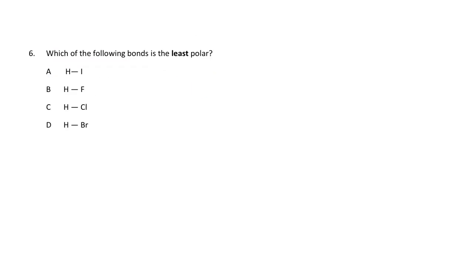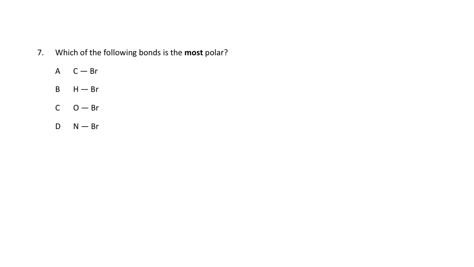Which of the following bonds is least polar? Smallest difference in electronegativity. So the pair with the smallest difference in electronegativity, the least polar, is hydrogen and iodine. This time it's which is most polar, so the biggest difference in electronegativity. Looking at the electronegativity values, you can see the most polar, greatest difference is the oxygen-bromine bond.